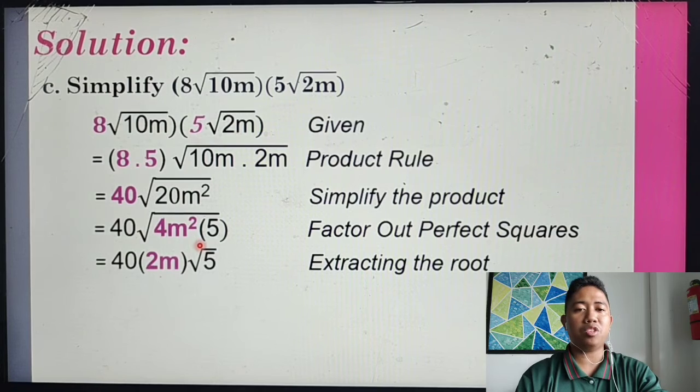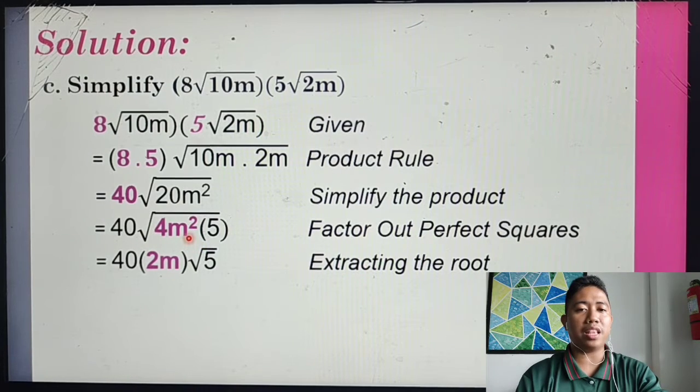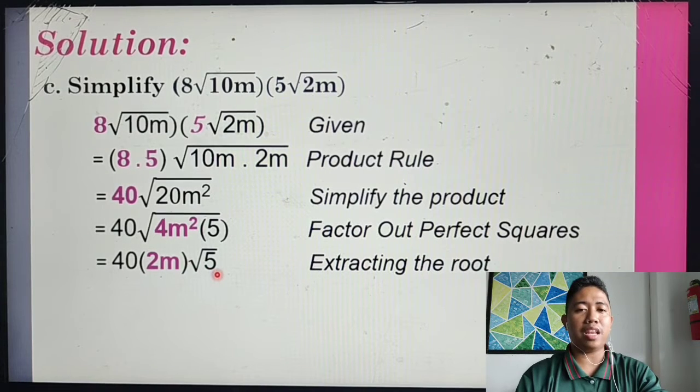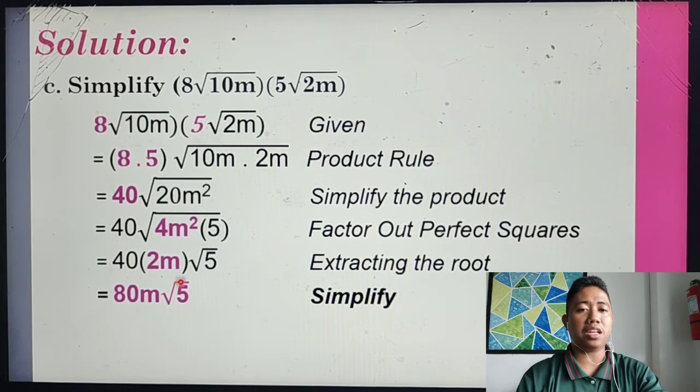After that, you will be going to extract the roots. So since 4m squared is a perfect square, we get the square root of this. So the square root of 4 is 2, and the square root of m squared is simply m. So we have 40 times 2m multiplied by the square root of 5. And of course, we get the product of this. We have 40 times 2 becomes 80, copy the variable m, so 80m multiplied by the square root of 5. And that is our final answer.